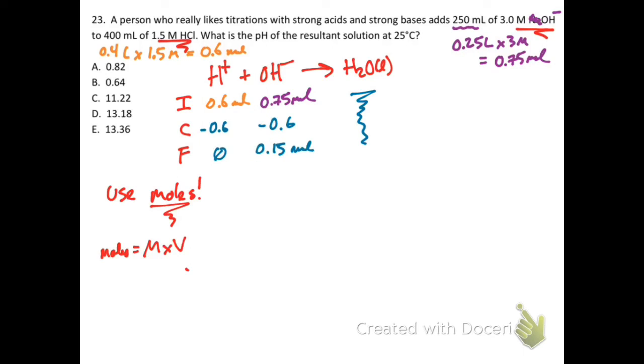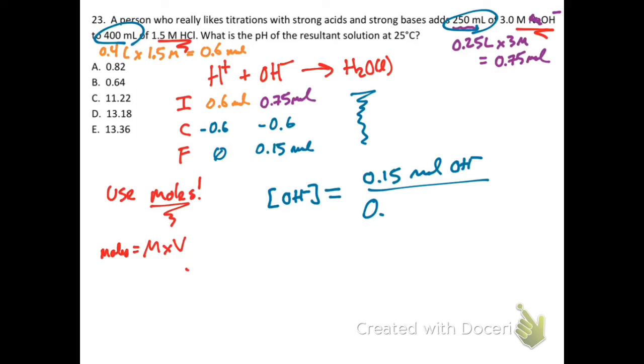Now, to figure out what the pH is, let's figure out what the pOH is. So the hydroxide ion concentration is 0.15 moles of hydroxide divided by the total volume. And the total volume, we had 250 milliliters plus 400 milliliters, so it's a total of 0.65 liters. That's the sum of those two. And this gives us 0.23 molar hydroxide.